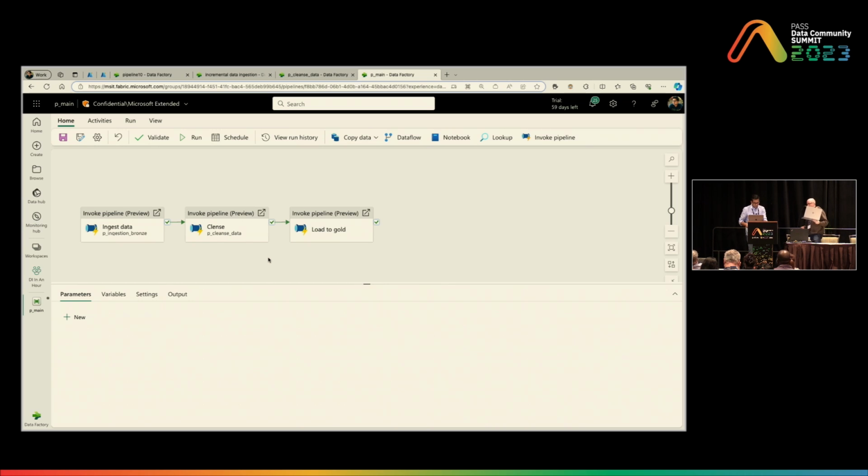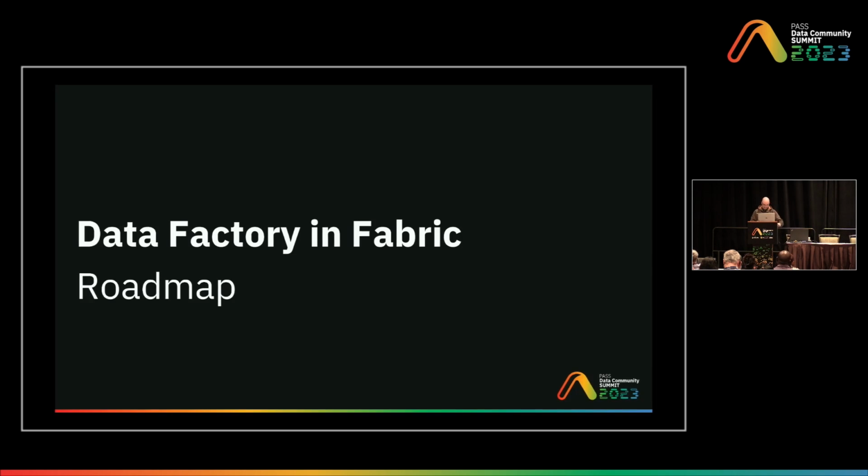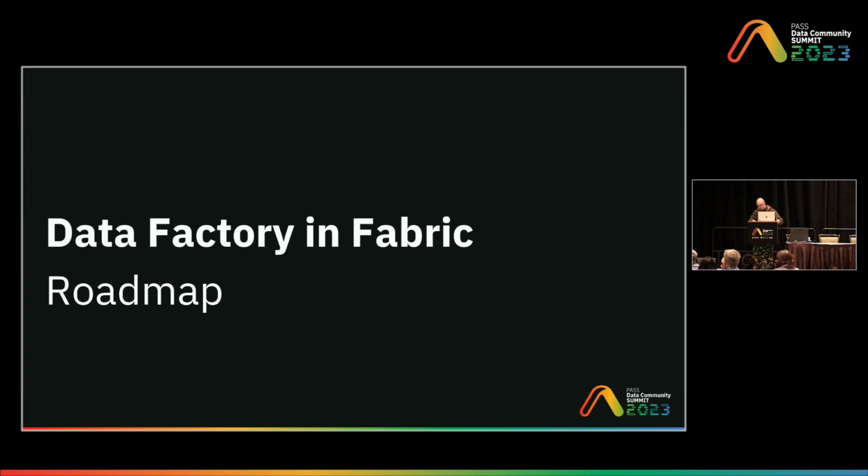Good. Talk about roadmap quickly. We'll cover that in roadmap. We are fixing that. That is right. We already have 90+ parity right now, but we have added more activities which were not there in ADF. So in true sense, it covers everything and more.